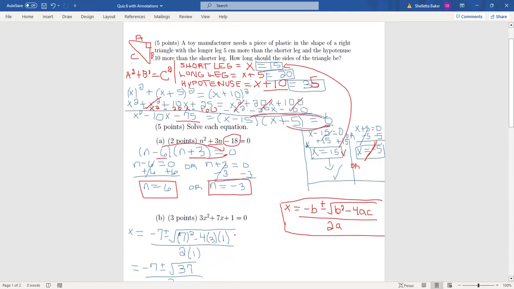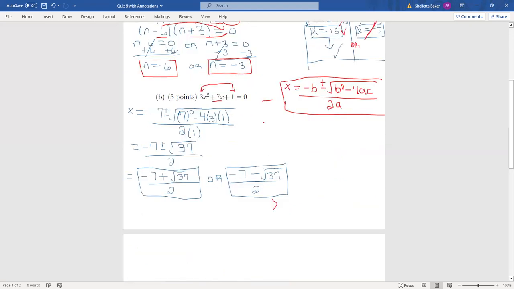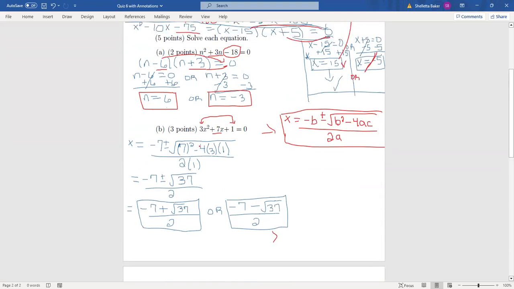For the next problem, if we were to attempt to factor, we'll see that we can't factor this expression. We can't find two numbers with a product of 3 and a sum of 7. So therefore, we use the quadratic formula, which you see right here on the right. And remember, your quadratic formula is determined by these A, B, and C values. So our A is equal to 3, our B is equal to 7, and our C is equal to 1.